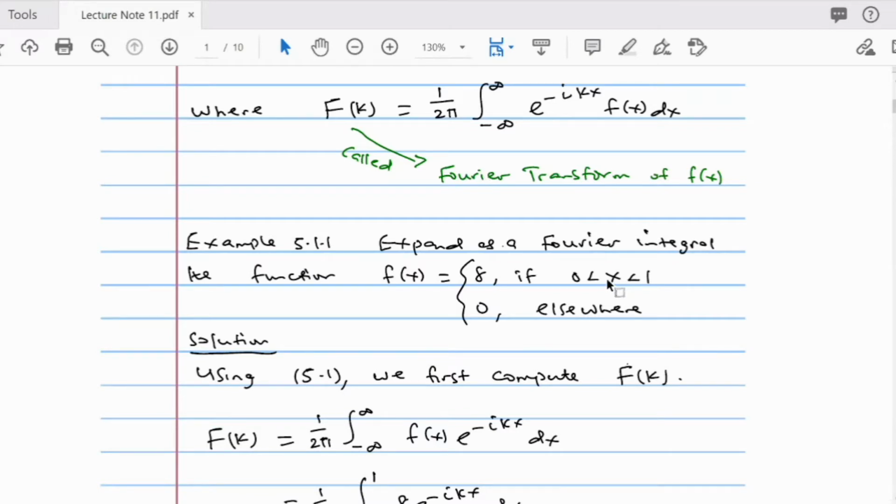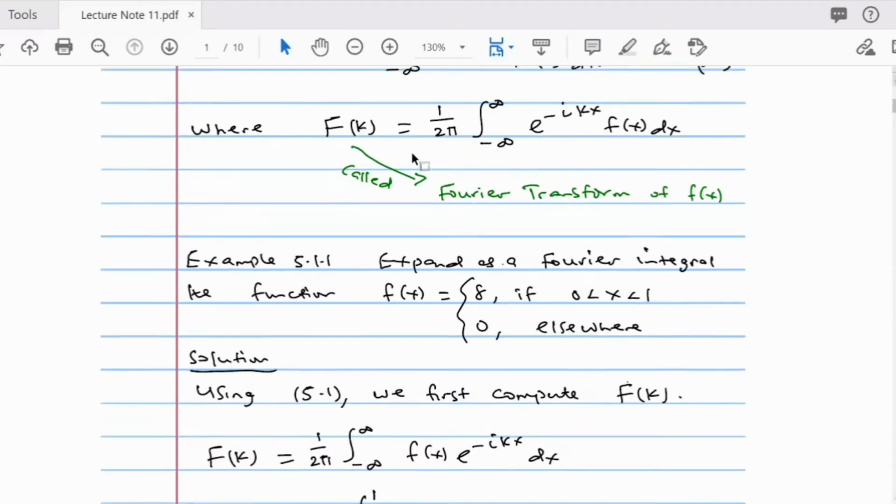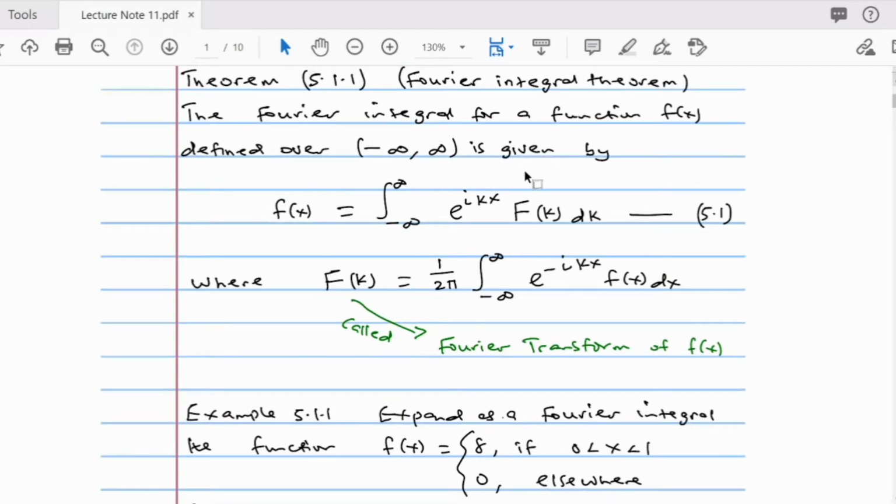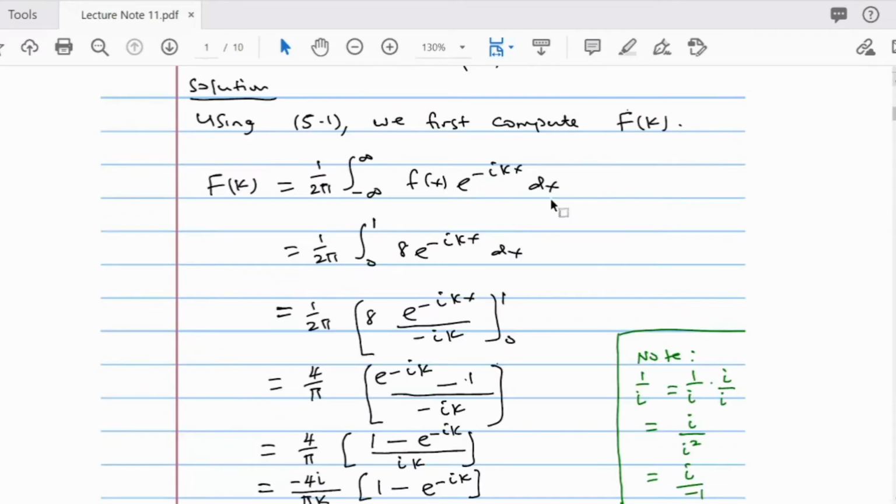So I make life easy for you. In 0 elsewhere, you're only integrating between 0 and 1. So life is very easy here. So what do we do? What we want to do is find this f of x. So we're using 5.1. Basically, you only need to find capital F of k. You use this to compute the small f of x, which is x between 0 and 1 and 0 elsewhere.